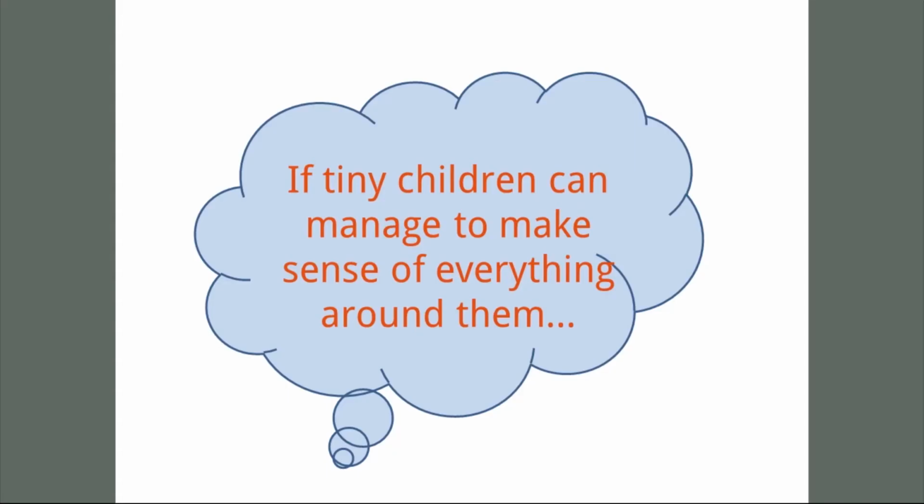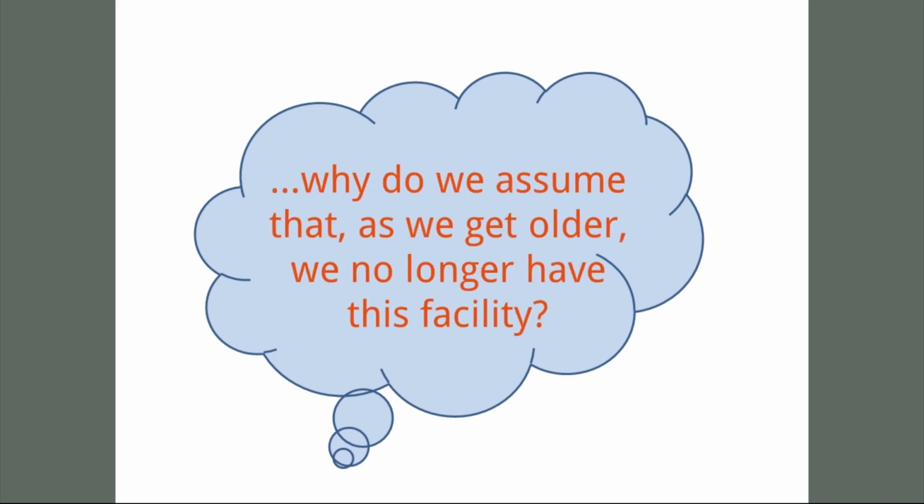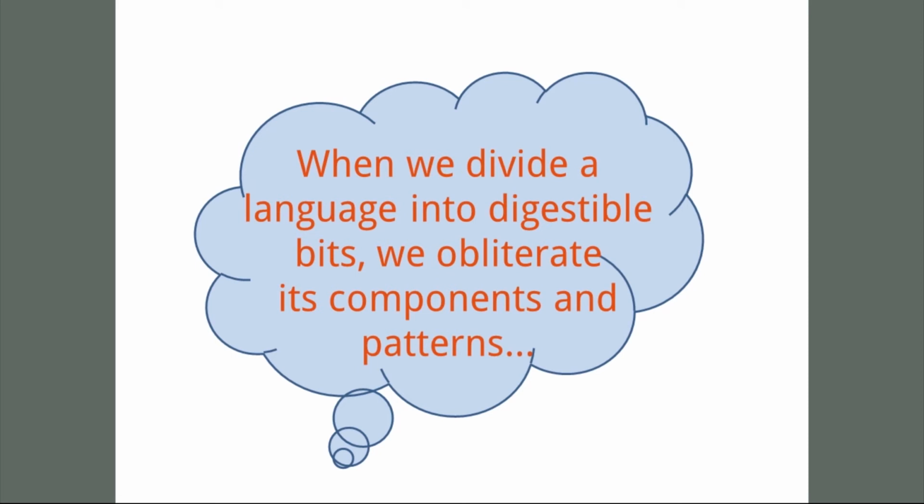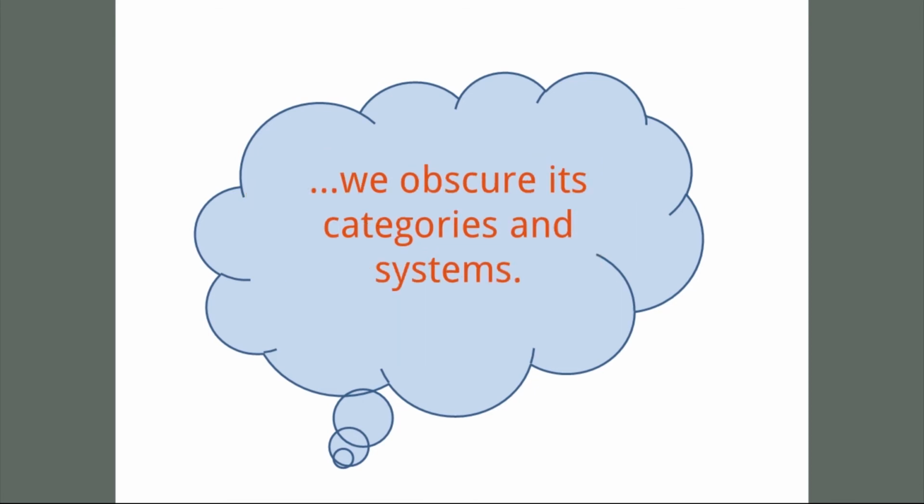Well, if tiny children can manage, albeit by trial and error, to make sense of everything around them, including every aspect of the immediate language, why do we assume that as we get older, we no longer have this facility? From a learning point of view, when we try to divide a language up into digestible bits, we obliterate its main components, we obliterate its patterns, we obscure its categories and systems.